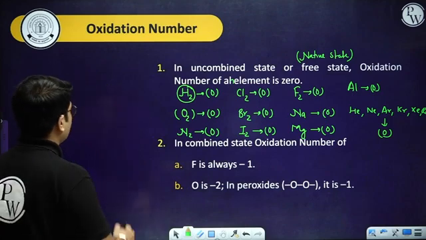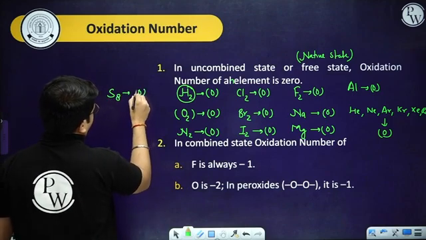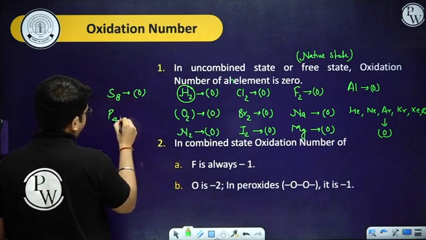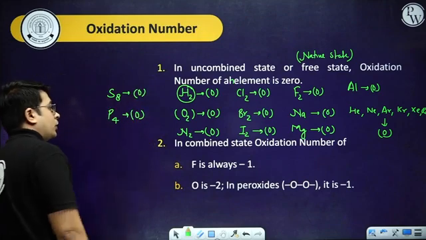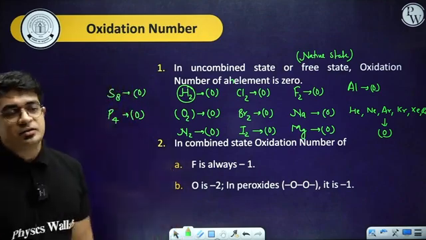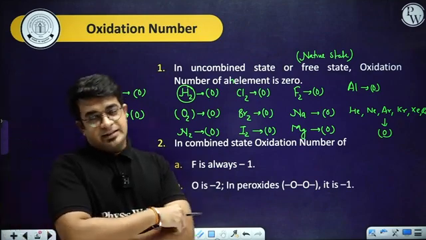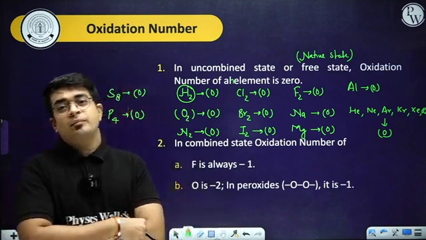If I talk about sulfur, sulfur is present as S8, again 0. Phosphorus is present as P4, again 0. So in the native state, the oxidation state will be 0. Now in the combined state, you have to look for different types of oxidation states.